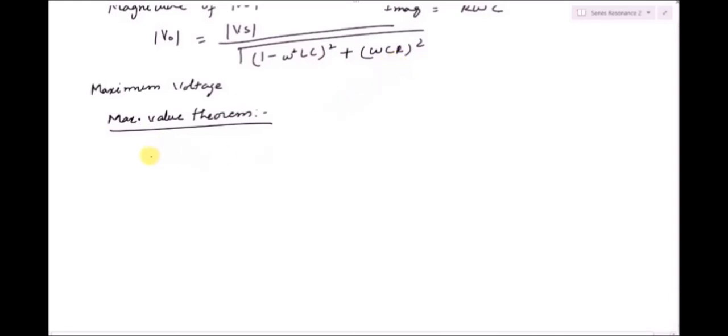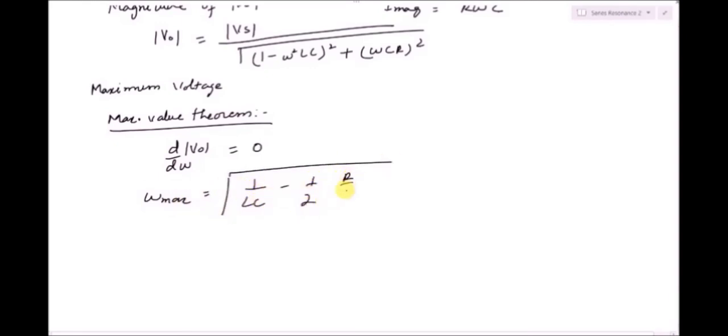So I will take the derivative of the output voltage with respect to frequency and make it equal to 0. So this is the maximum value theorem. After solving that, I will get omega max is equal to under root 1 over LC minus 1 over 2 (R over L) square.